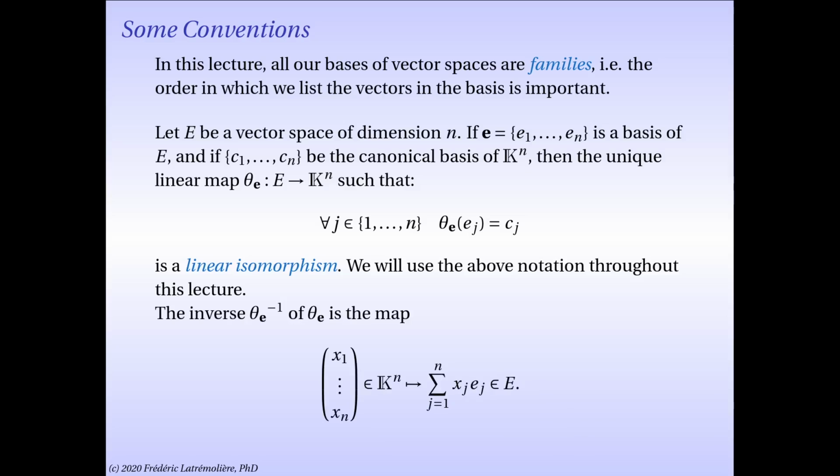The inverse linear isomorphism of theta sub bold E is the map which sends a vector x1 etc. xn in k^n to the vector x1 times e1 plus etc. plus xn times en in E. We use this identification between E and k^n to define matrices of linear maps between finite dimensional spaces.